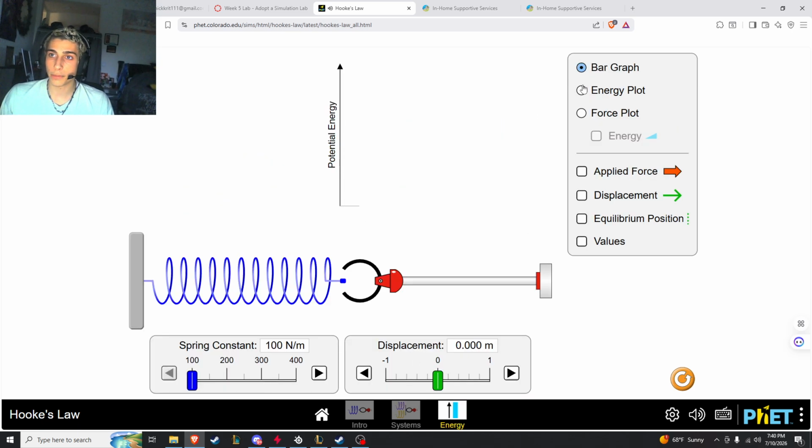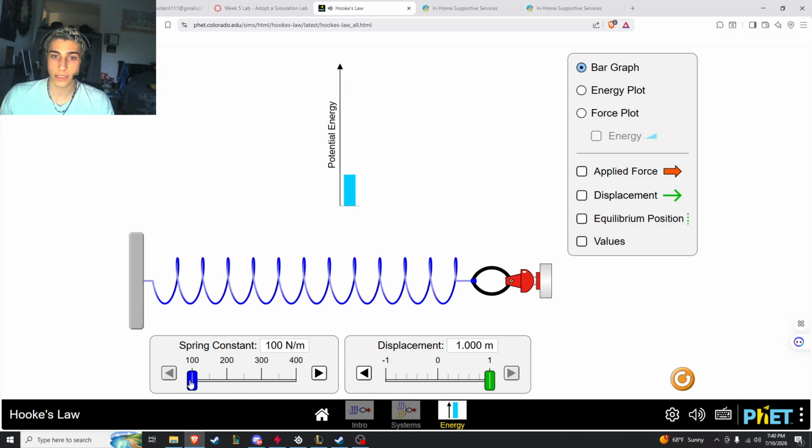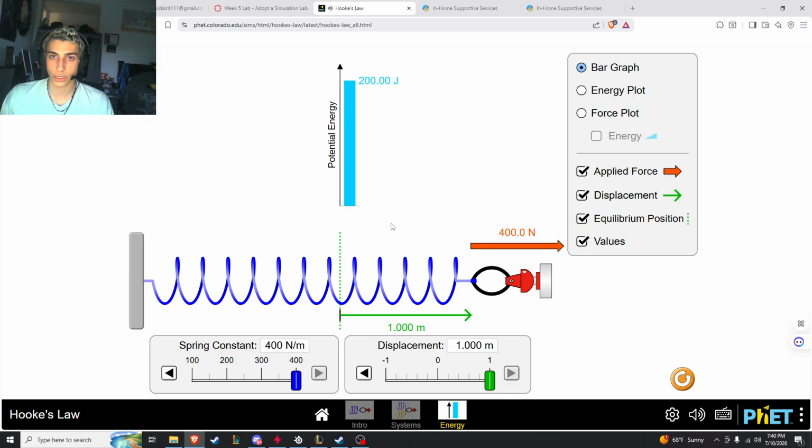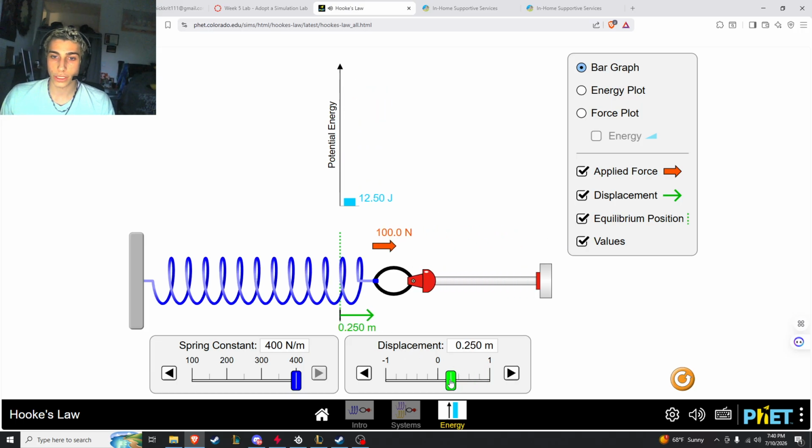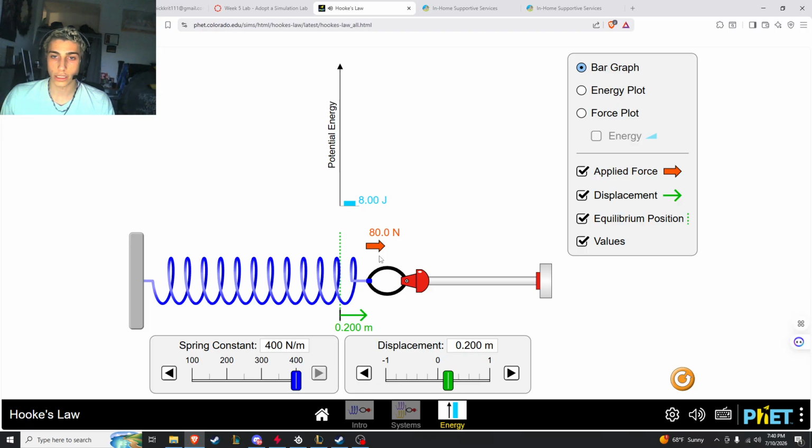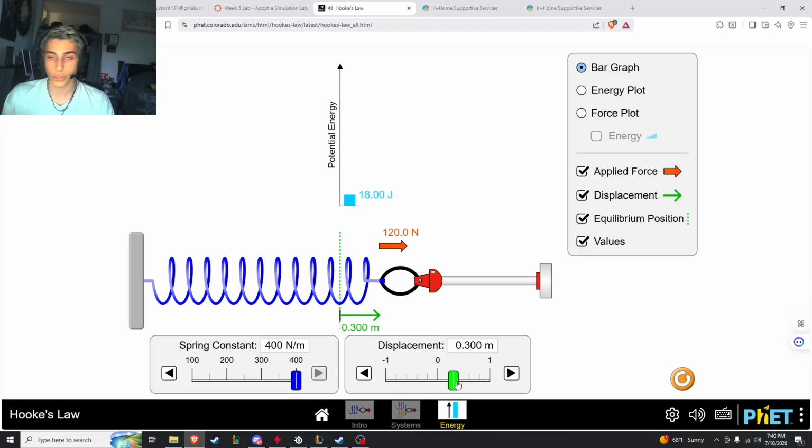On the third one, we have a bar graph, an energy plot, and a force plot. We can turn up the displacement, and it shows us the spring constant is directly proportional to the potential energy that is being shown on the spring here if we turn on these values. So the higher the spring constant, the more newtons of force it takes to pull it, and the increased potential energy. If we lower the distance here, obviously there are lower newtons of force that we pull on it, and the potential energy is going to be lower.